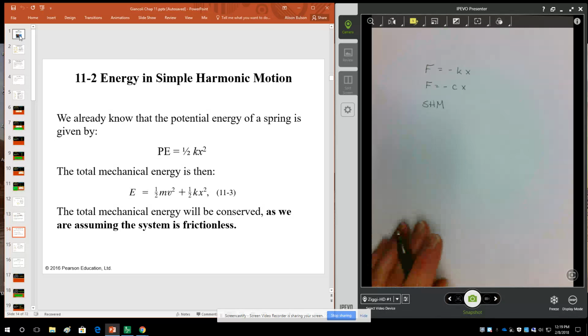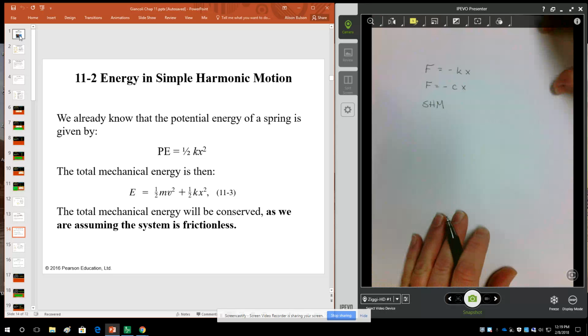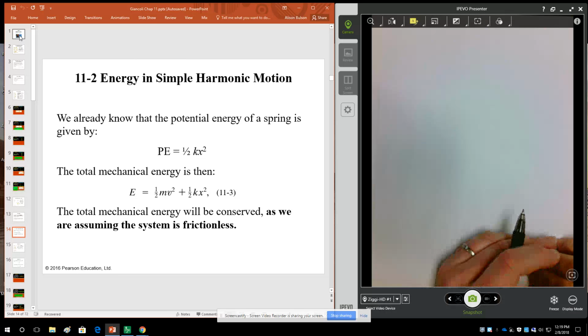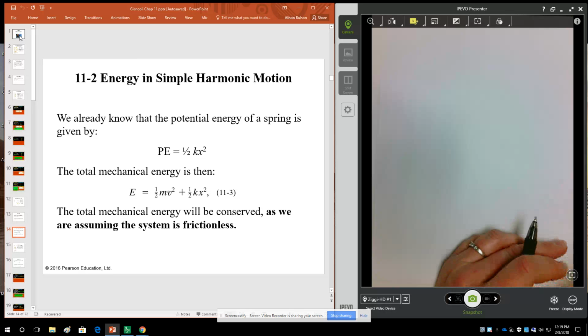So we want to consider the energy involved in simple harmonic motion. We already know a lot about mechanical energy, and we know about how springs can hold mechanical energy. We know that the potential energy of a spring is given by half times k times x squared. That came from looking at the work done in stretching or compressing a spring and finding the area under the force versus distance graph.